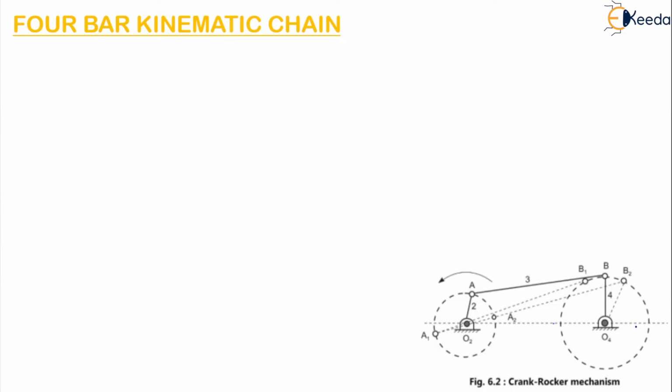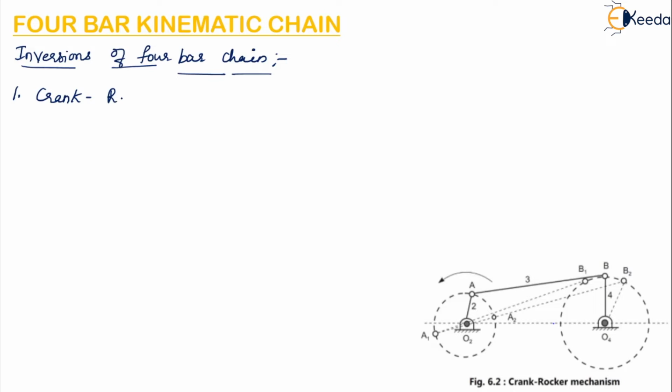So we have studied what is a 4-bar kinematic chain. Now we will look into the inversions of the 4-bar chain. There are different mechanisms formed by the inversions of this 4-bar chain. The first mechanism which we will study is the crank rocker mechanism.